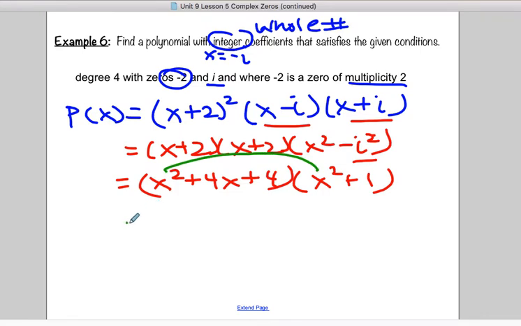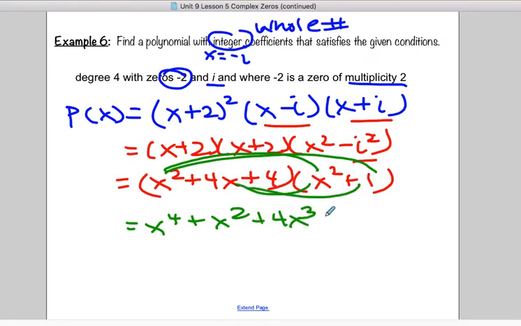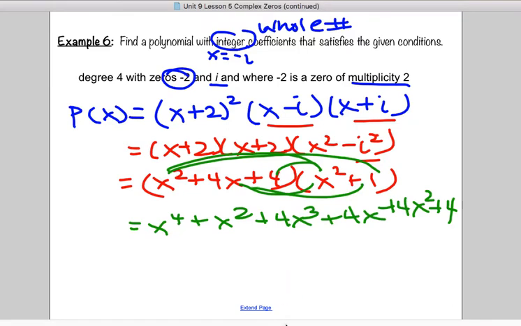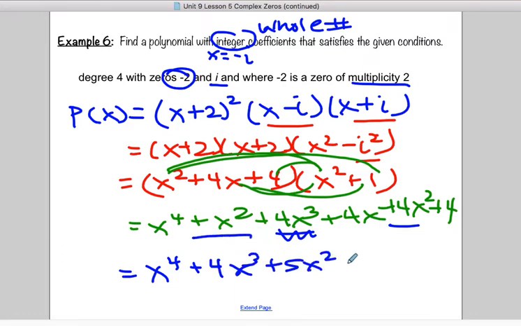So we will have x to the 4th plus x squared. Then I distribute this: plus 4x cubed plus 4x. Then plus 4x squared plus 4. Then we just go ahead and combine our like terms. Oh, got a little carried away there. Those are not like terms. So x to the 4th plus 4x to the third, and then I'd have this one, so plus 5x squared plus 4x plus 4.